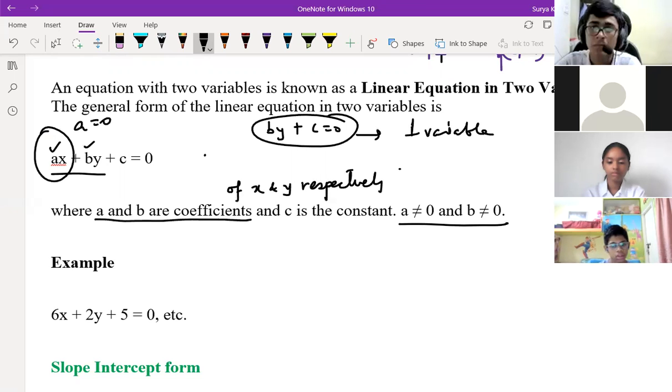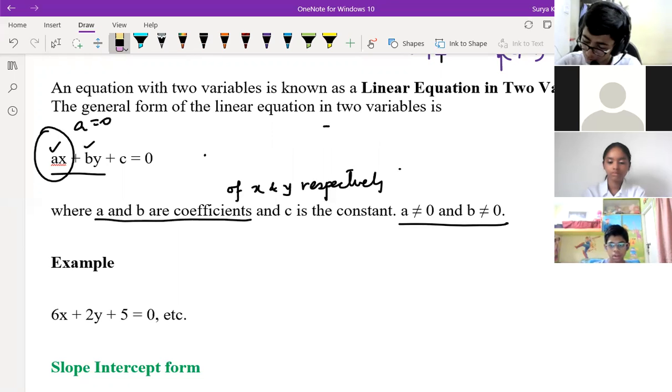Understood, children? Yes, sir, understood. If A and B both become 0, then it's not a linear equation. So the condition should also be written here, that A is not equal to 0 and B also should not be equal to 0. Okay.